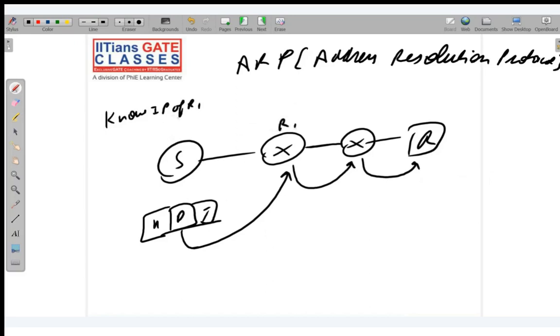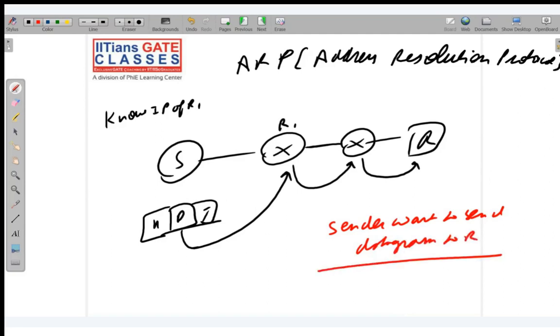Because see, the basic idea is the sender wants to send a datagram to the receiver. Let me write it: sender wants to send a datagram to the receiver. Now the datagram cannot fly. The datagram will be packed in a frame. Since it will be packed in a frame, and the sender knows the IP address of R1, why does it know the IP address of R1?